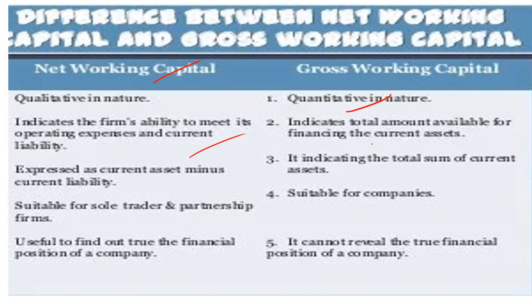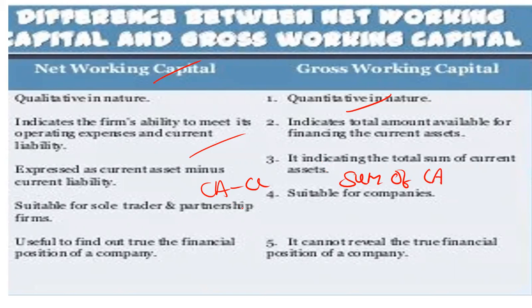Then gross working capital indicates the total amount available for funding the current assets. As the formula tells us, it is the summation of current assets, so it is the amount available for the funding of current assets. Then the third point: net working capital expresses current assets minus current liabilities. The formula based difference is there, and gross working capital indicates the total sum of the current assets. Here CA minus CL, and here sum of CA.